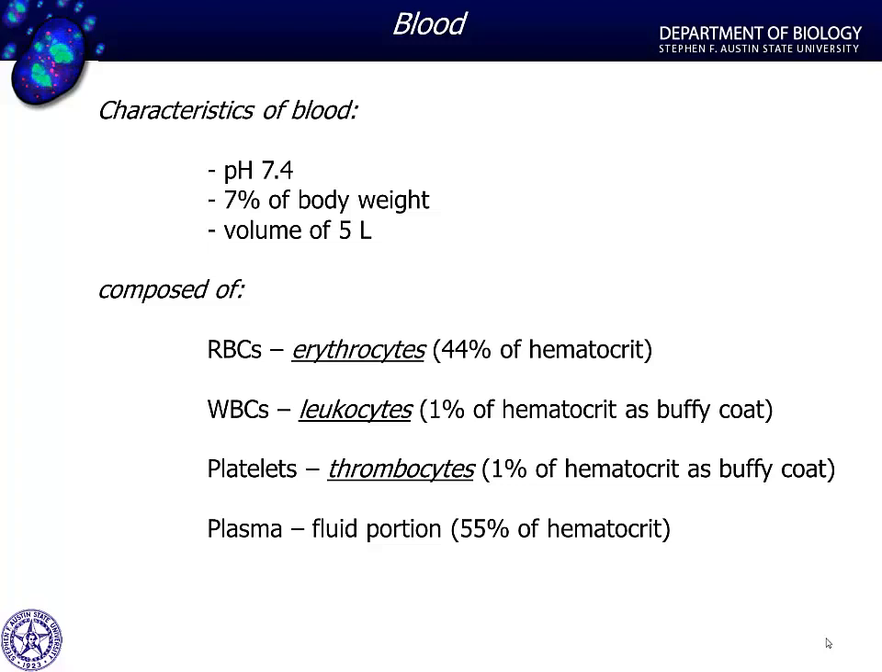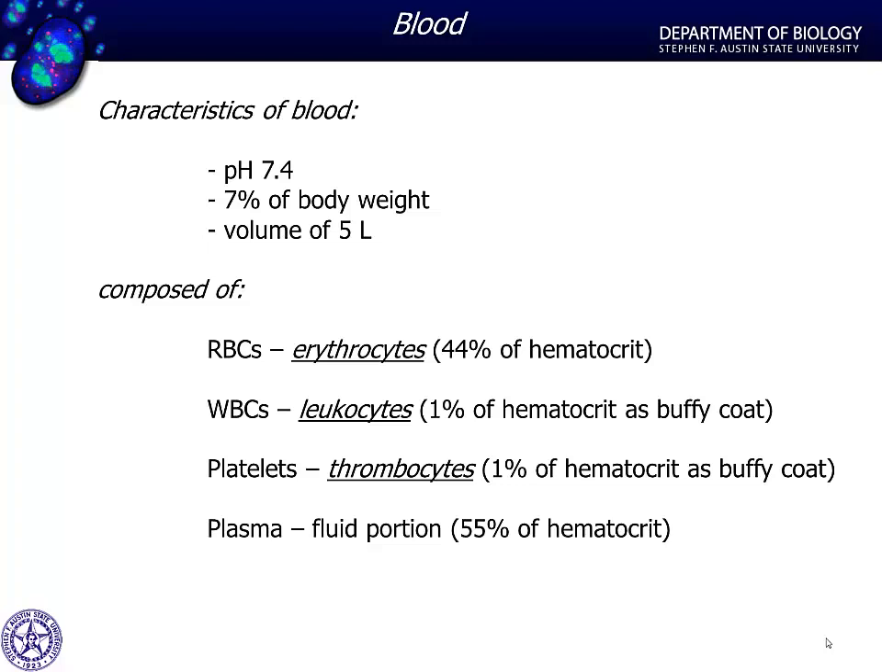Now, when we look at a unit of blood, we're going to see that we have the formed elements, which consist of our erythrocytes, leukocytes, and platelets, and then we have the plasma. So typically, approximately 55% of that volume of blood is going to be plasma. Then we're going to have 45% that are the other elements.